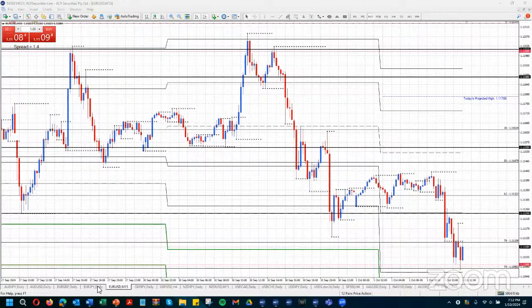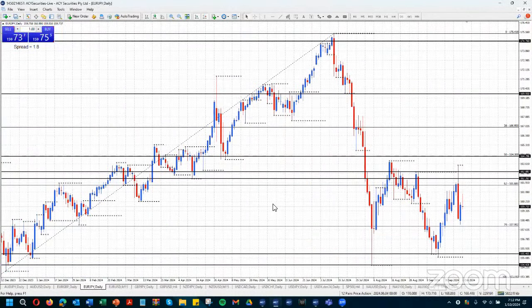Euro yen. Now yen pairs are really difficult because on Friday, I think in Japan they have a new, I don't know if they call them prime ministers, whoever's in charge of the country, somebody got newly elected, and that was very bullish for the yen. You see Friday's drop. And so we're just reclaiming some of that drop.